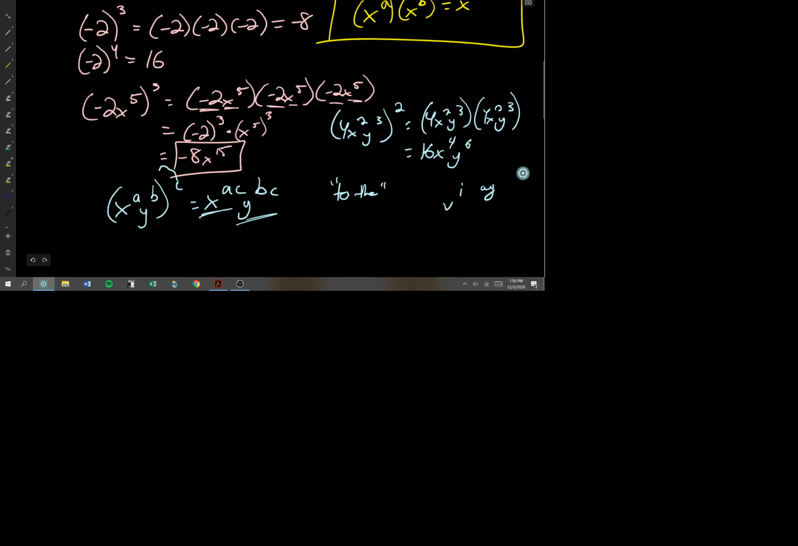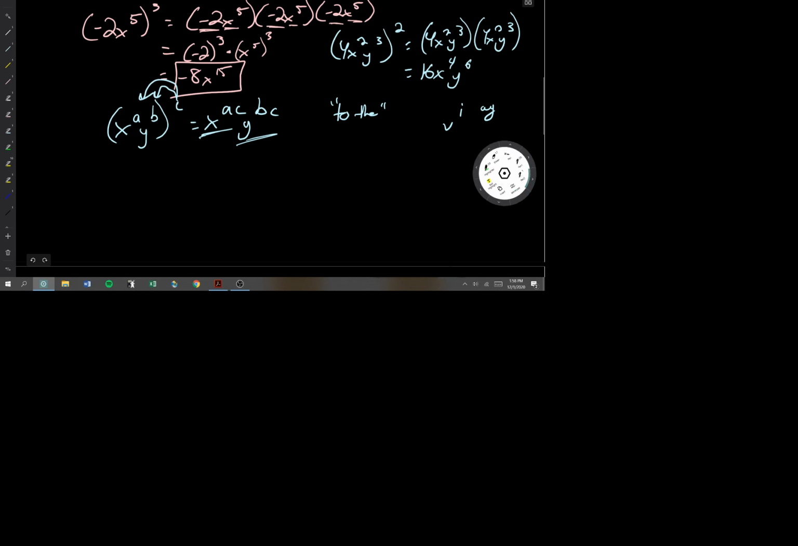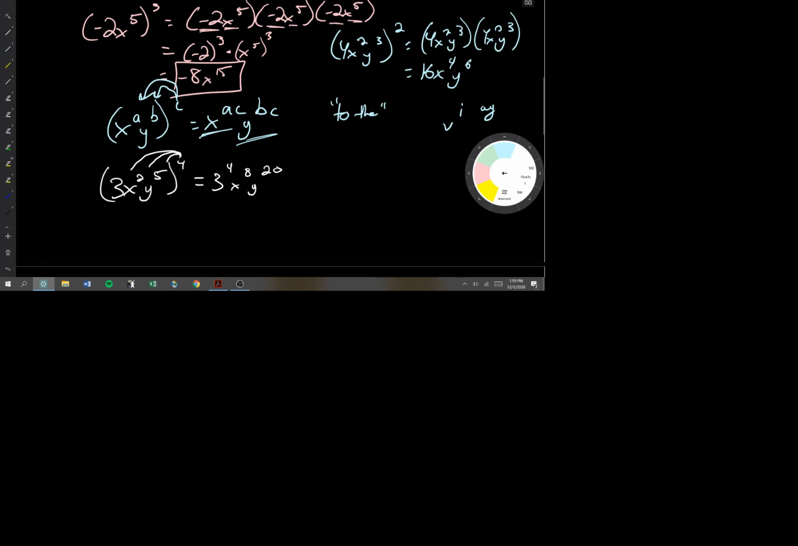Well, this is x to the ac, y to the bc. The power on the outside applies to everything on the inside. So if I have an expression like 3x squared y to the 5th, and all this is being brought to the 4th power, I want you to write this out, thinking about how this 4 is going to distribute to each of these individual pieces. 3 to the 4th, x to the 8th, y to the 20th. Every single piece there got that power of 4 applied to it. 3 to the 4th is 81, so it's 81 x to the 8th, y to the 20th.